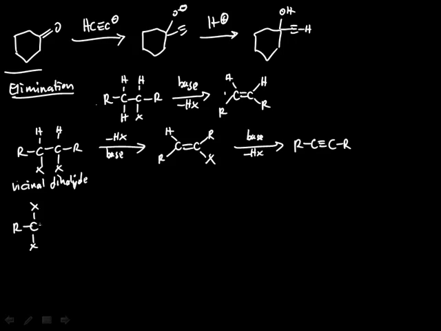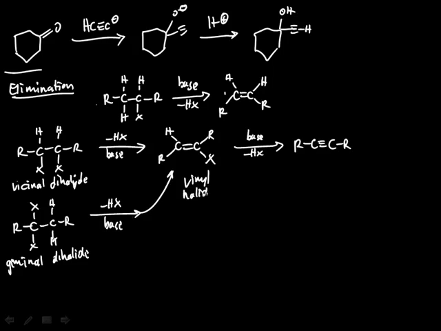Alternatively, we can have both X substituents be on the same carbon. This will be a geminal dihalide. And elimination in this case, the first step, would give us the same compound. This would be this vinyl halide, which then eliminates again to give us an alkyne. Now, the first step proceeds pretty much exactly the same way as we've seen in the preparation of alkenes. But the second step eliminates from an sp2 carbon. And I've told you in previous lectures that this is unusual, that it requires rather forcing conditions.